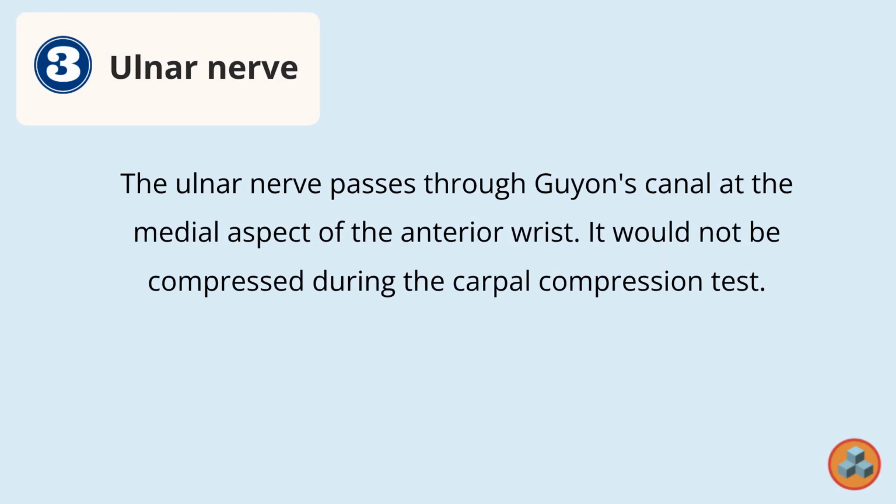Option 3, ulnar nerve. The ulnar nerve passes through Guyon's canal at the medial aspect of the anterior wrist. It would not be compressed during the carpal compression test. This is a completely different passageway from the carpal tunnel. Compression of the ulnar nerve at Guyon's canal would produce symptoms in the ulnar nerve distribution, the little finger and medial half of the ring finger. Durkan's test targets the carpal tunnel, not Guyon's canal.